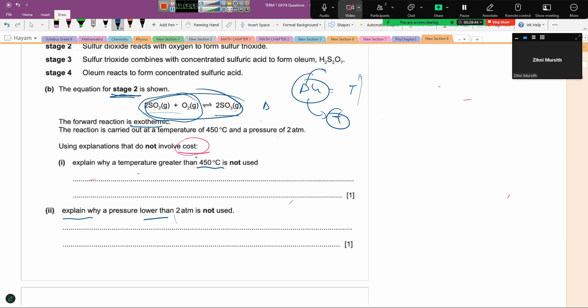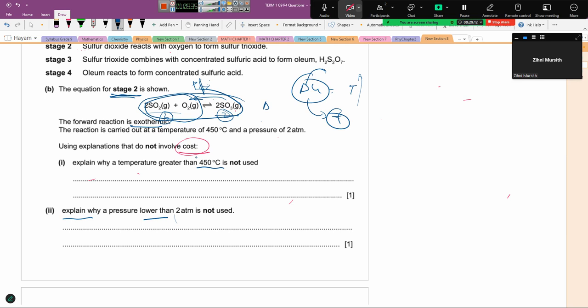If you lower the pressure, what will happen? It will shift backward. Why? Because here we have 3 and here 2. If you reduce the pressure, the equilibrium will shift to the direction in which we have more number of moles. Why? Because the system will tend to increase the pressure by adding more moles, right?